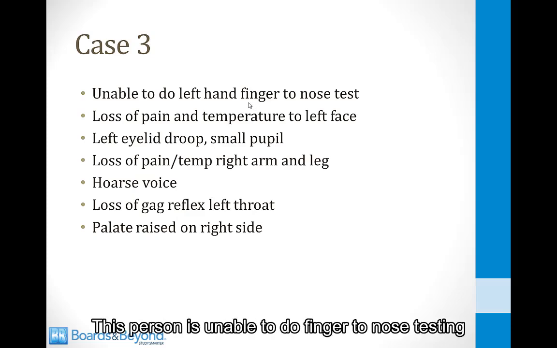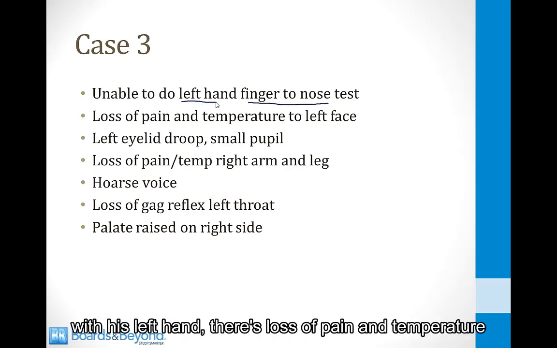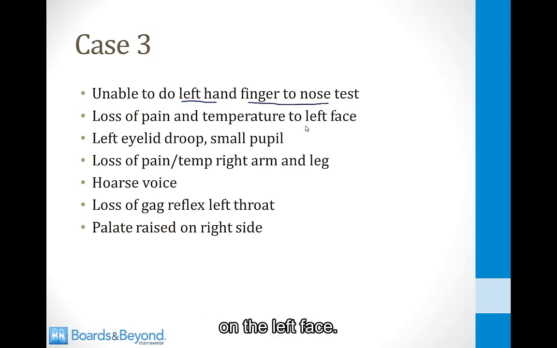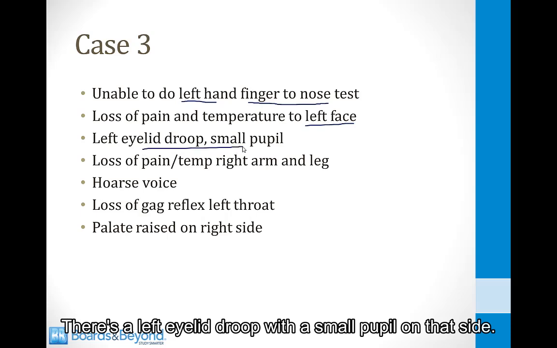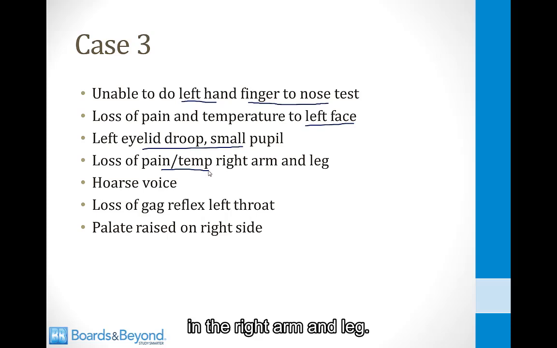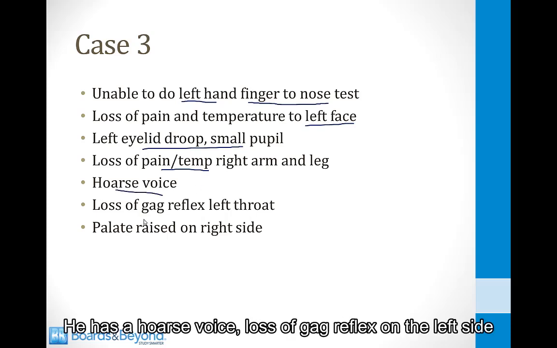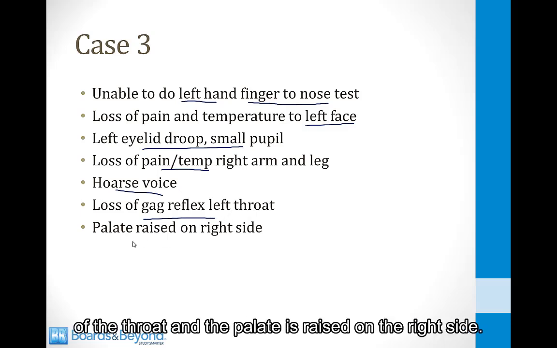This person is unable to do finger to nose testing with his left hand. There's loss of pain and temperature on the left face. There's a left eyelid droop with a small pupil on that side. There's loss of pain and temperature in the right arm and leg. He has a hoarse voice, loss of gag reflex on the left side of the throat, and the palate is raised on the right side.